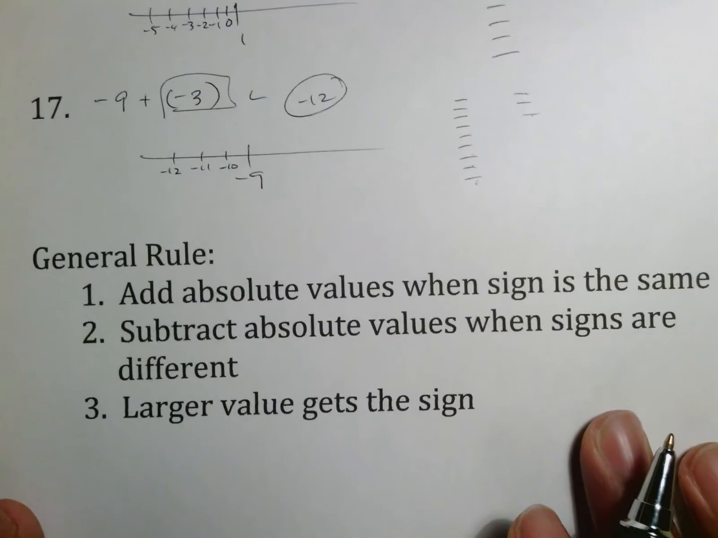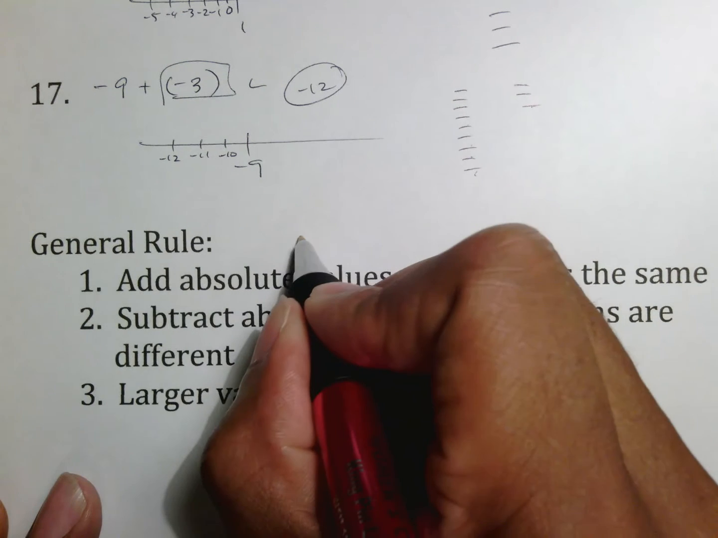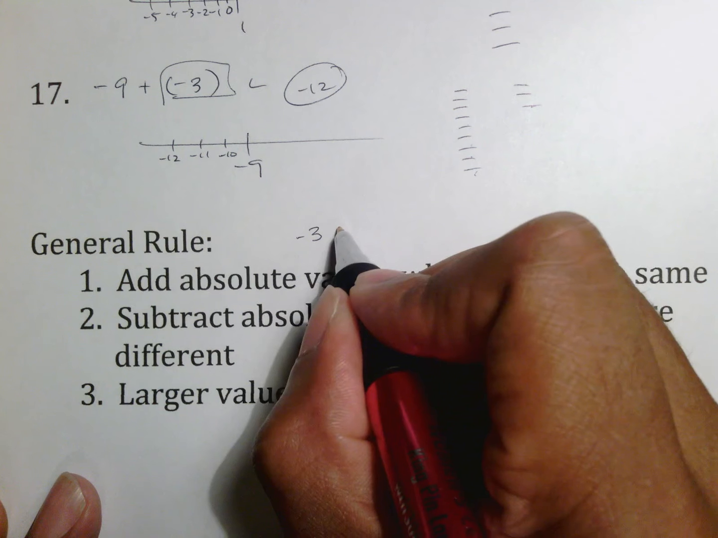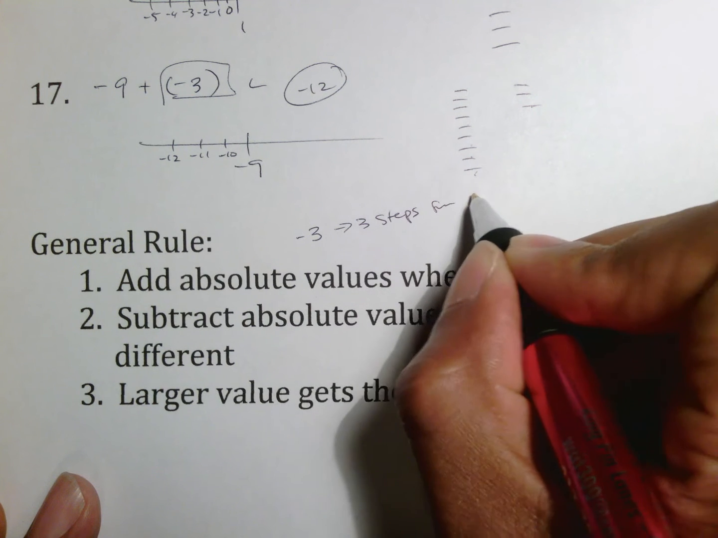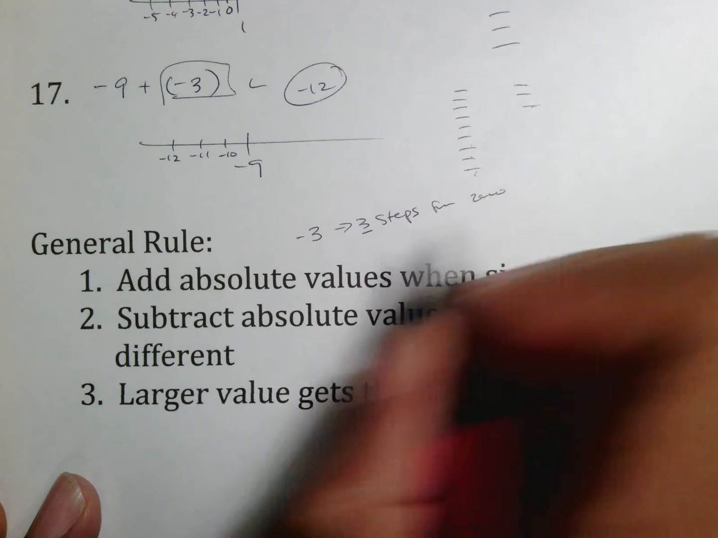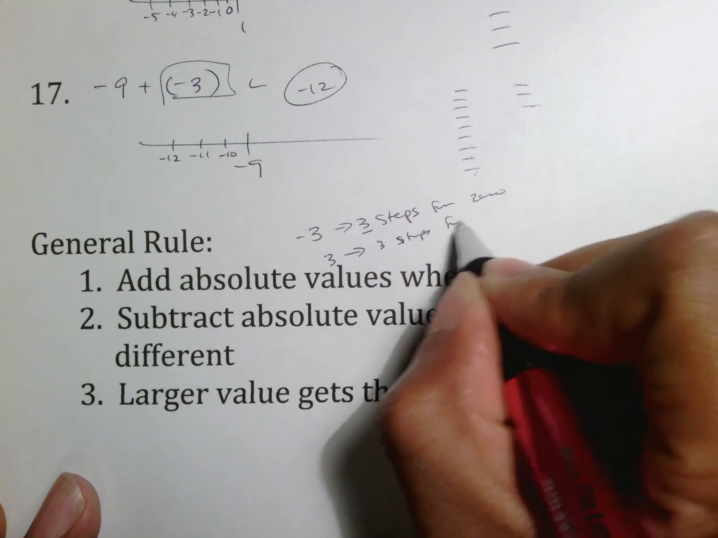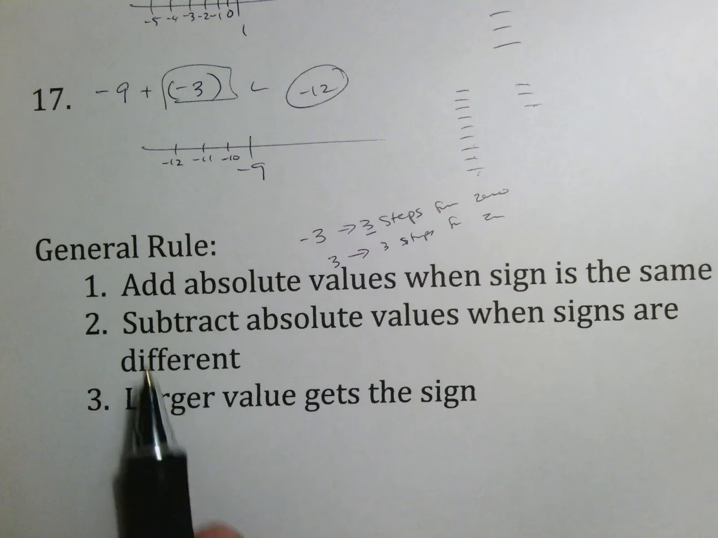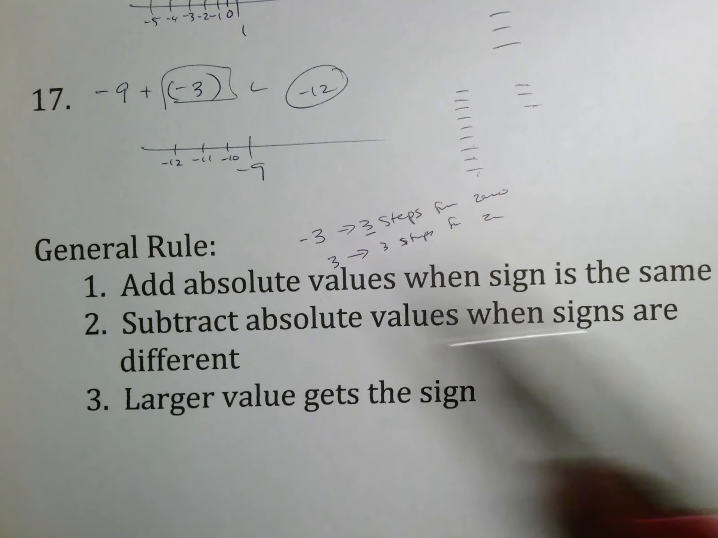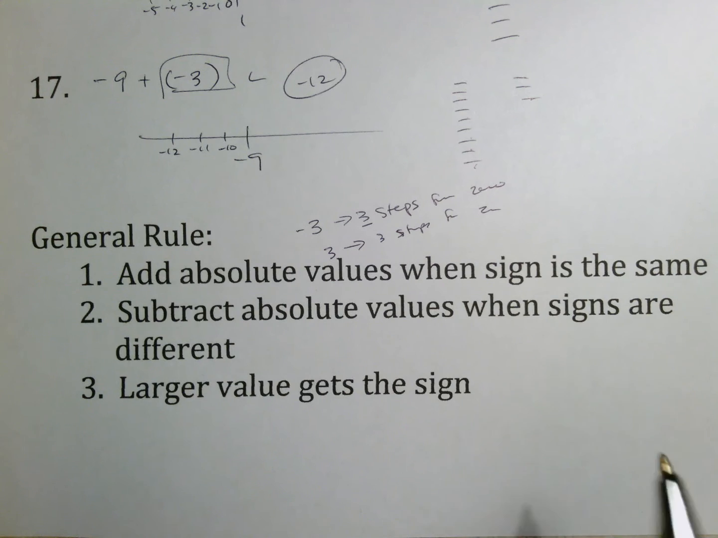The general rule that we're going to use is you add the absolute value, and absolute value just means that if you're talking about negative 3, it is 3 steps from 0, so your number is 3. If you're talking about a positive 3, it's also 3 steps from 0. So absolute value just means how far it is from 0. Don't put any negatives on it, just work with the absolute value. So it's saying that when the signs are the same, we add the absolute values. When the signs are different, we subtract the absolute values, and the larger value gets the sign.